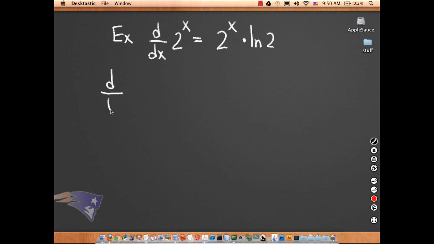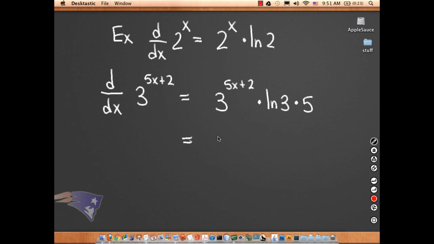What is the derivative of 3 to the 5x plus 2? Well, remember we're going to have to use the chain rule to make this work, right? So this becomes 3 to the 5x plus 2 times natural log 3 times, by the chain rule, the derivative of 5x plus 2. 5. So what you have to do here, Jacob, is say 5 natural log 3 times 3 to the 5x plus 2.